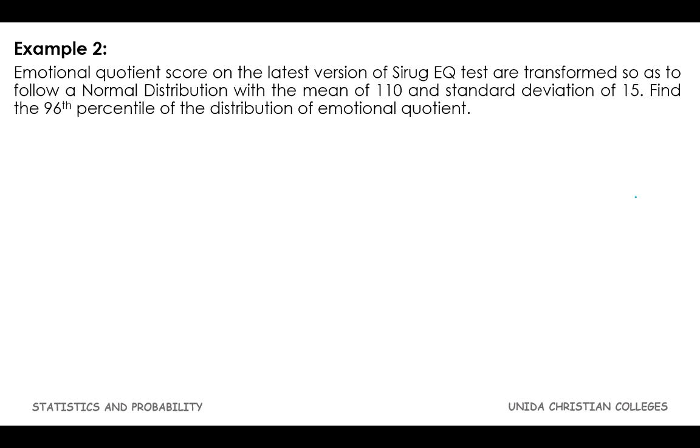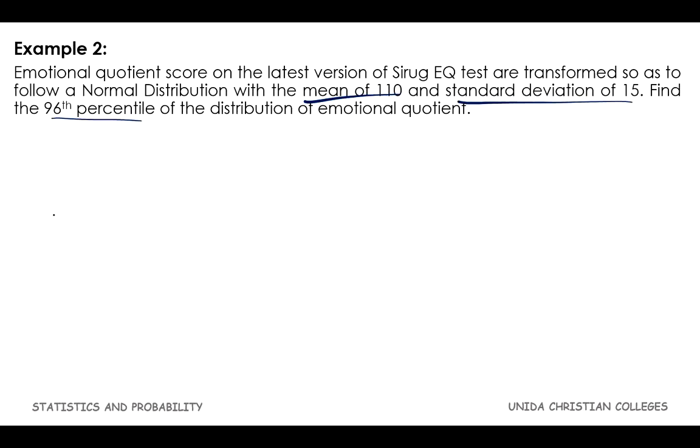Emotional quotient scores on the latest version of Zero EQ test are transformed so as to follow a normal distribution with the mean of 110 and the standard deviation of 15. Find the 96th percentile of the distribution of emotional quotient. Okay? So, dito, hinahanap natin kung ano kaya yung emotional quotient ng 96th percentile ng respondent ng Zero EQ test.